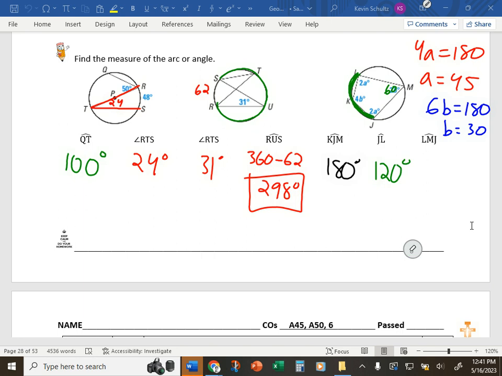Okay. Lastly, we're looking for arc LMJ, which is all the way around here. Notice it's a major arc, so we're going the long way around. Start at L, go through M, end at J.